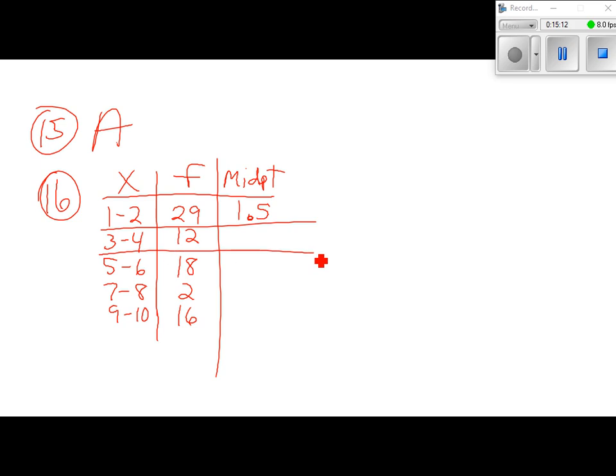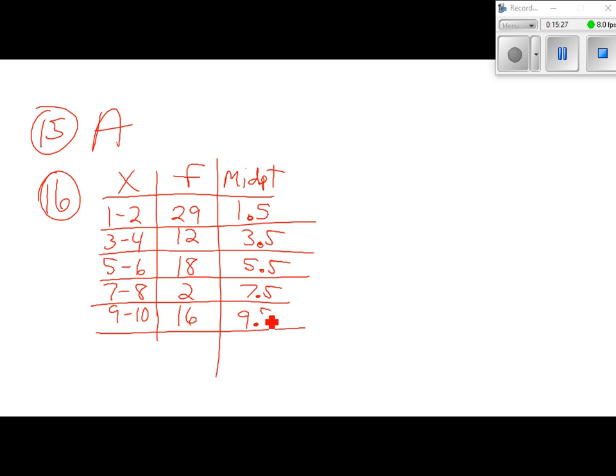1.5. What's the midpoint of the second group? 3.5. Third group? Fourth one? Oh, I get it. You just add these two and divide by 2, right? But this one's pretty easy because it's just what's halfway between 1 and 2.